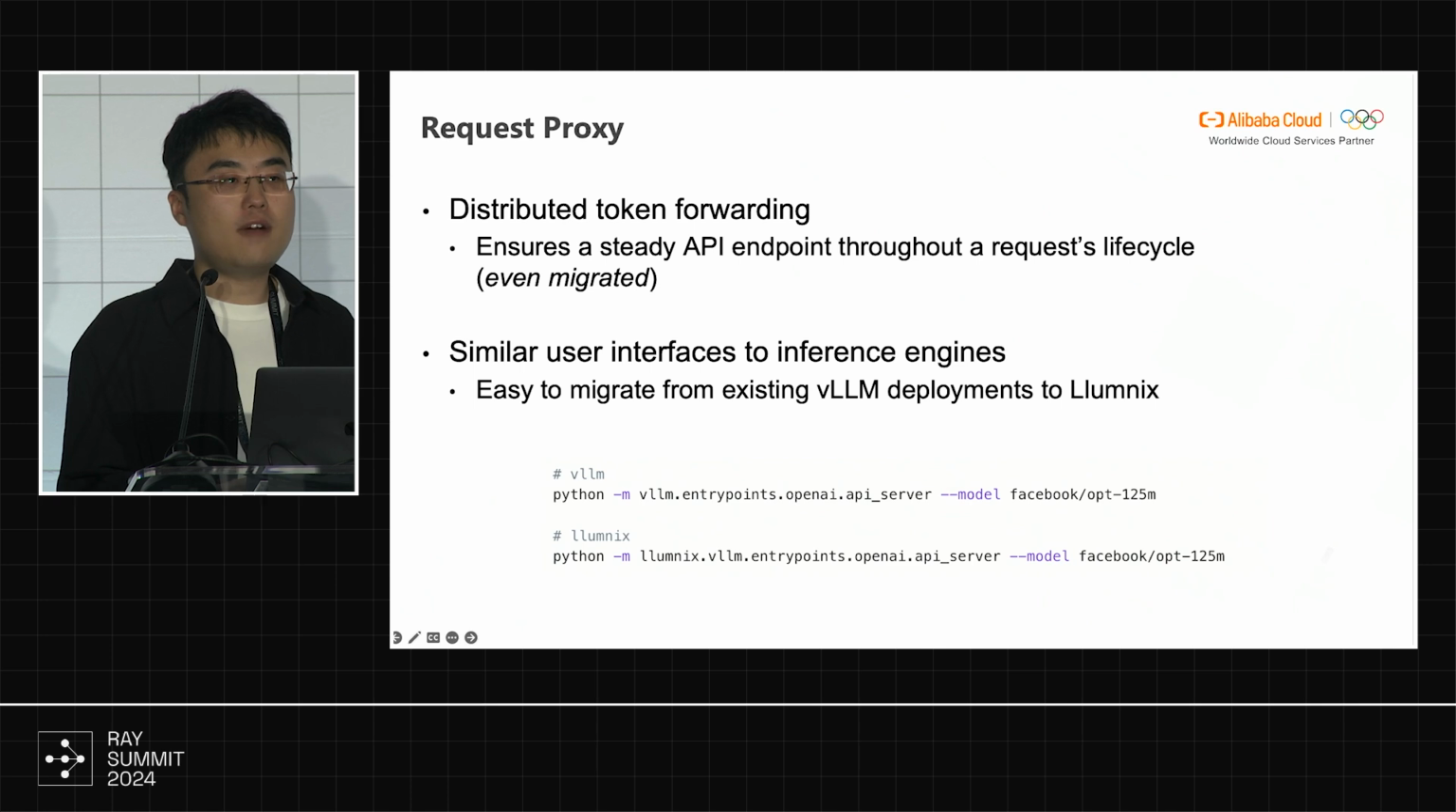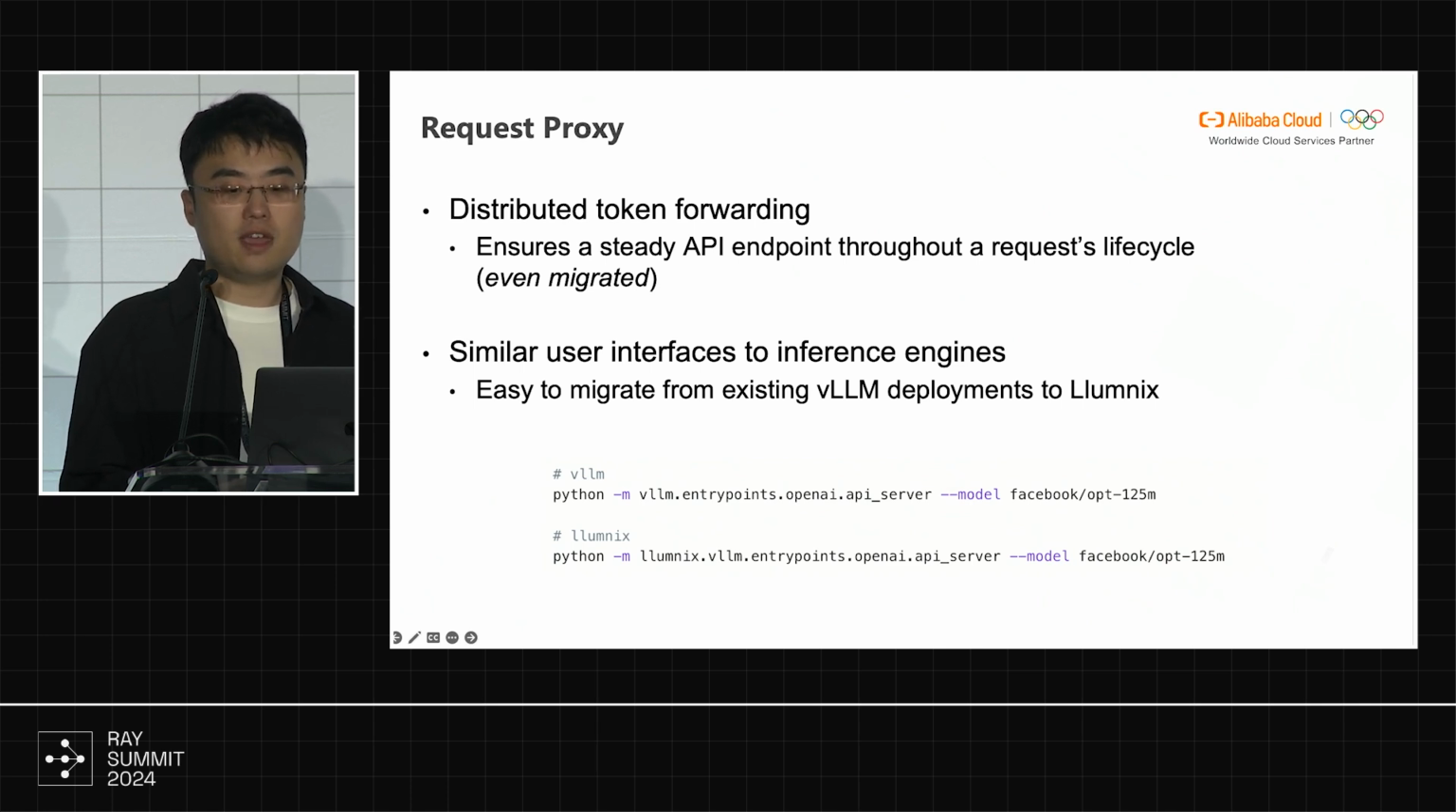The proxy provides a user interface that is very similar to existing systems like vLLM. So it is quite easy to migrate from an existing vLLM deployment to Llumnix, and you just need to change the path of the API server command.